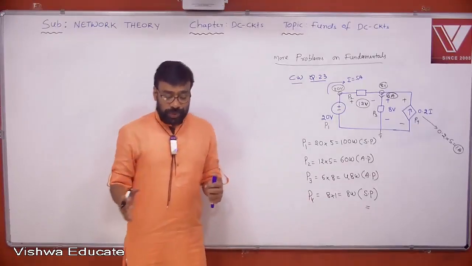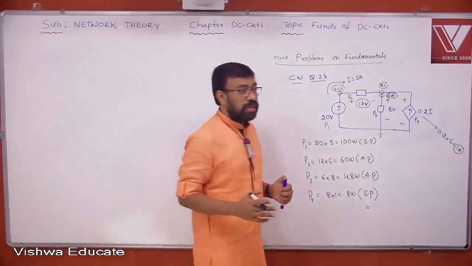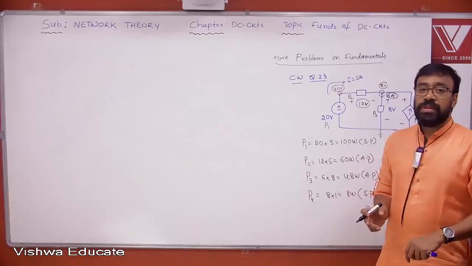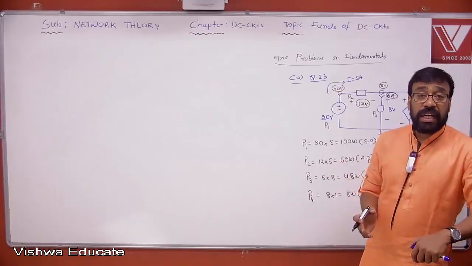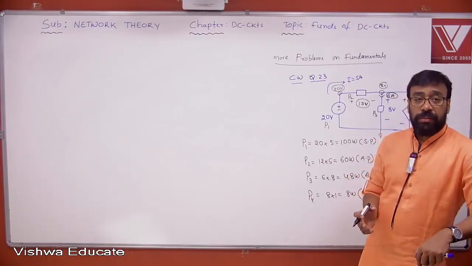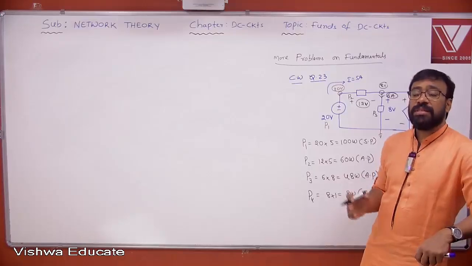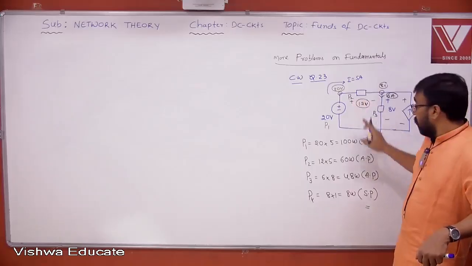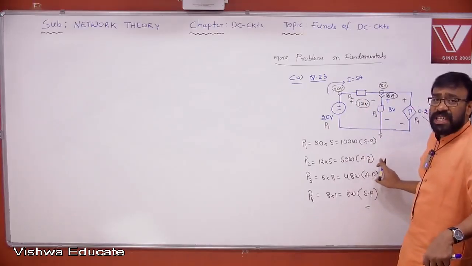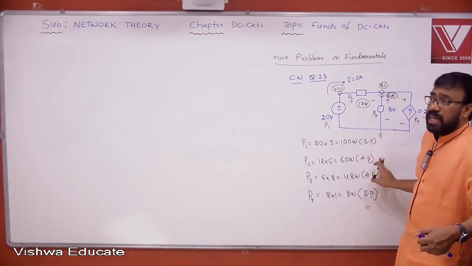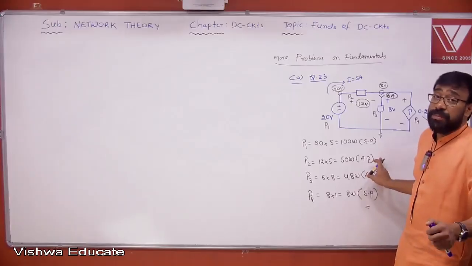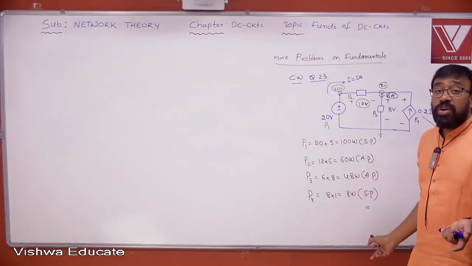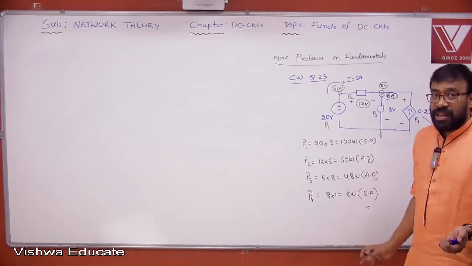In a multi-source network, some sources may supply, some sources may absorb, but at least one source has to supply the power in order to satisfy Tellegen's law. Yes or no? But in this case, whether this element is active or passive, we cannot say anything because it is absorbed power. 60 watt absorbed power, what is that element? I can't say anything. It might be active or passive, because a passive element absorbs power and an active element may also absorb the power.